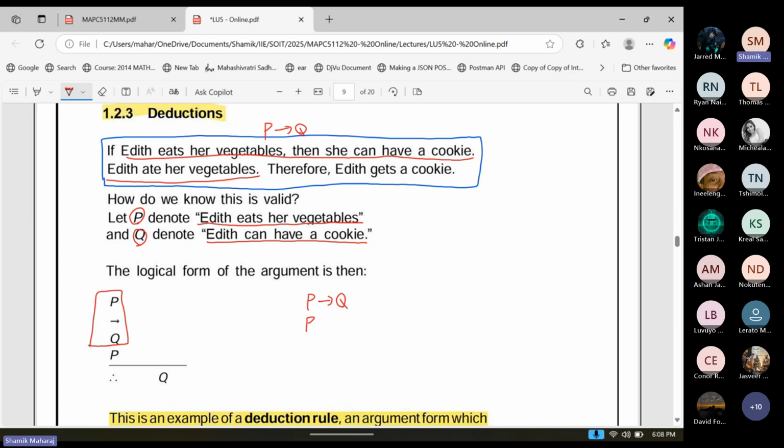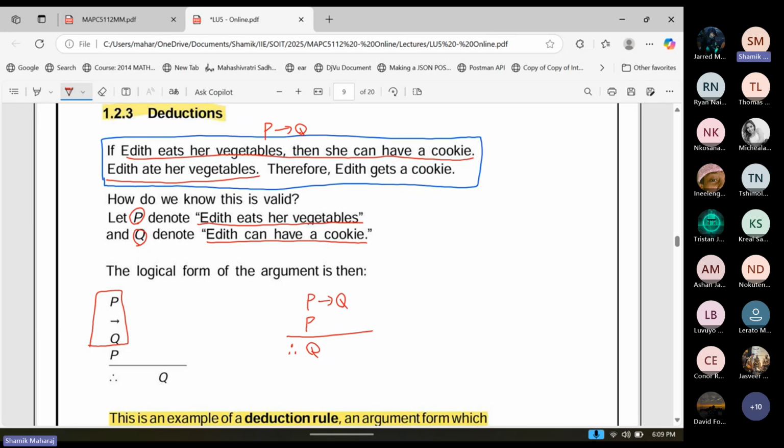As I was saying, let me just take that from the top. If Edith eats her vegetables, then she can have a cookie. That's this part that I've written. And after that sentence, it says Edith ate her vegetables. That's just P, which is why I wrote P at the bottom. Then the bottom part, we just put a line here and we say, therefore, Edith gets a cookie. So that's Q. This is just a way of writing what's in the sentence above in a sort of mathematical format.